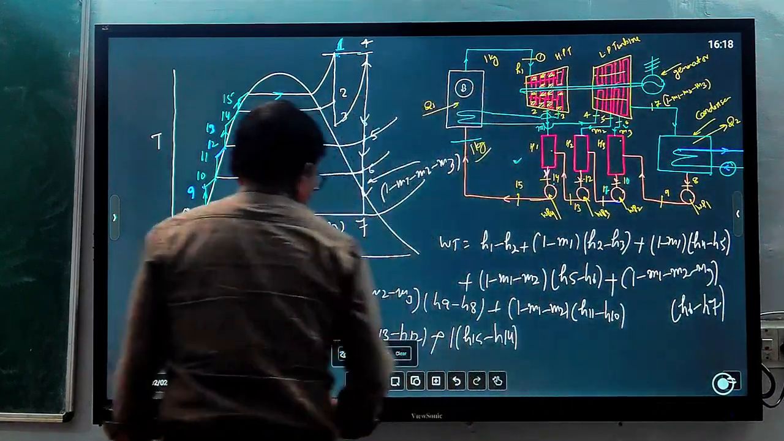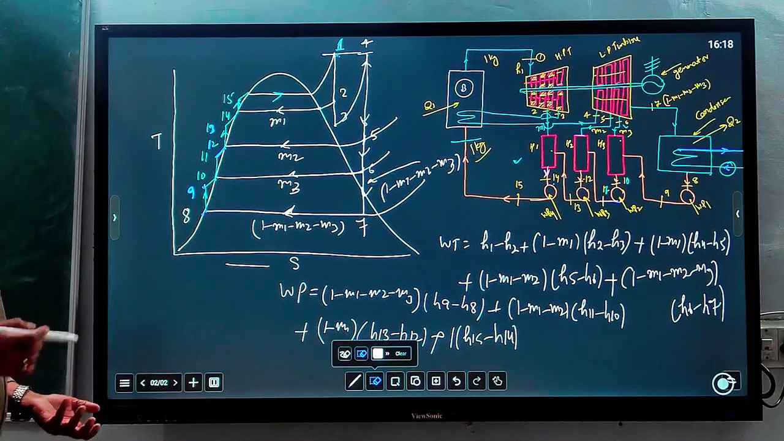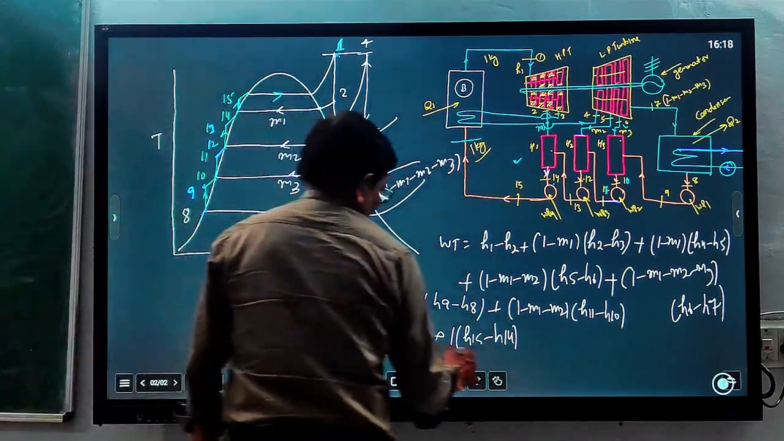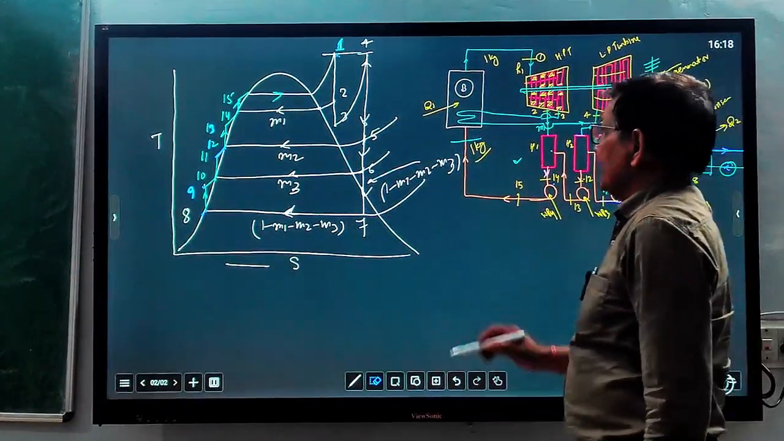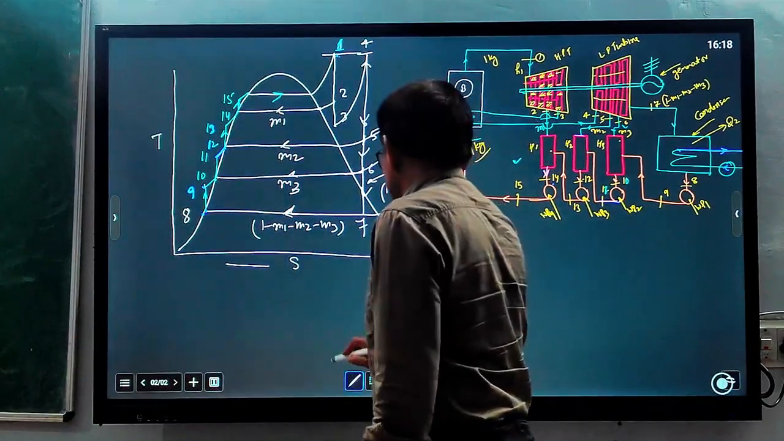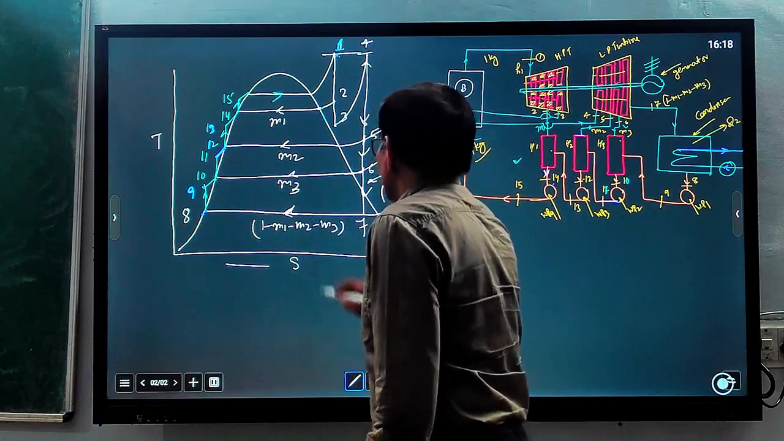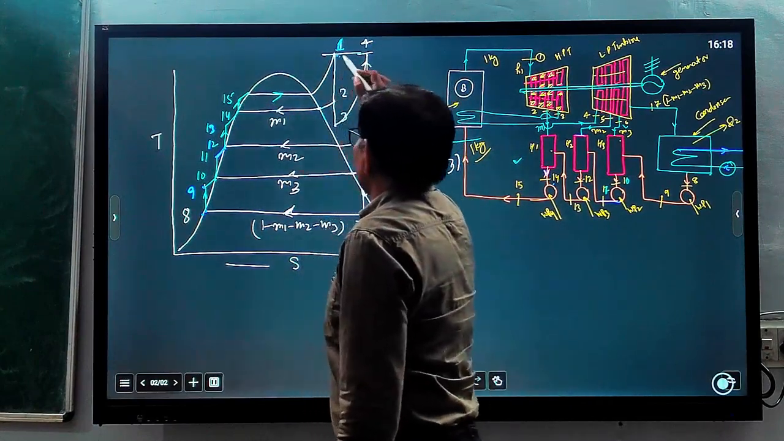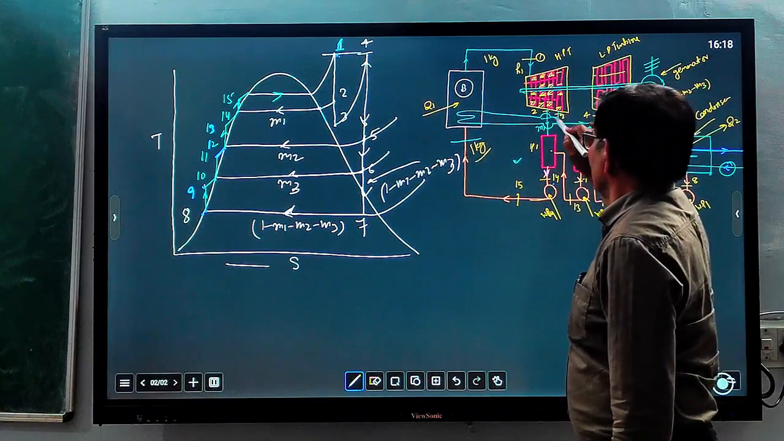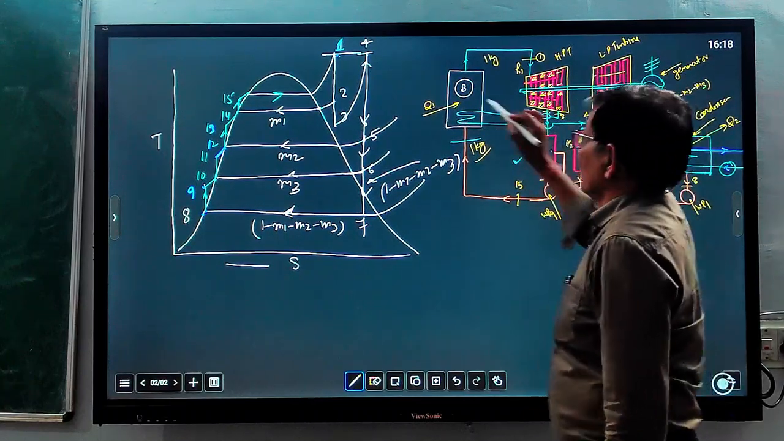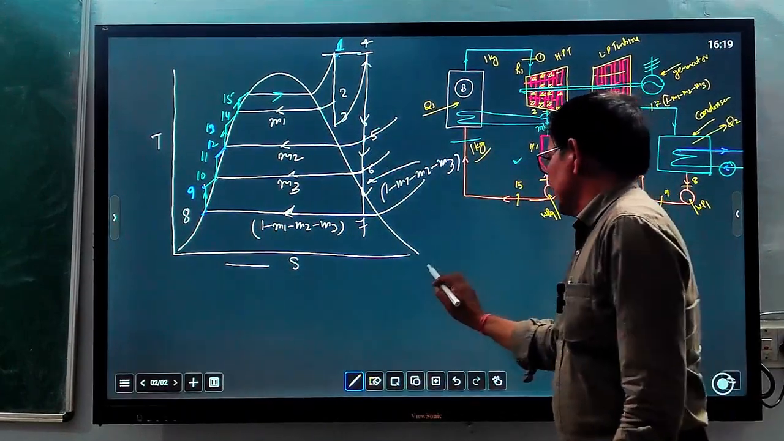So let us now see how to calculate Q1, the heat addition process. How much heat is added in this cycle? You can see heat is added in two stages. Stage 1 is from 15 to 1, and stage 2 is when reheating occurs, from 3 to 4. From 3 to 4 is a reheating process. So in two stages heat addition is taking place.